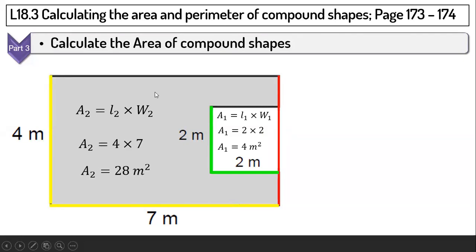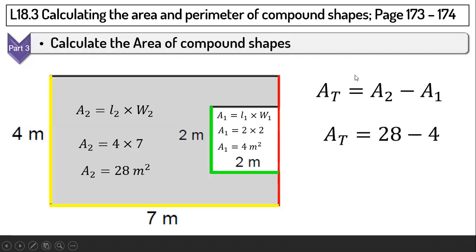Now, if I want to take this small amount from this big rectangle, I will be subtracting 28 minus 4. So the total area, or the shaded area, I'm going to change T into S, okay? The shaded area will be area 2 minus area 1, which means 28 minus 4. So the answer right now will be 24 meters squared.